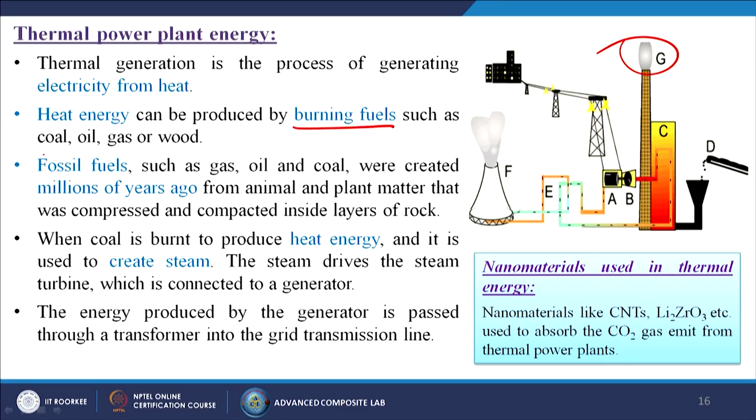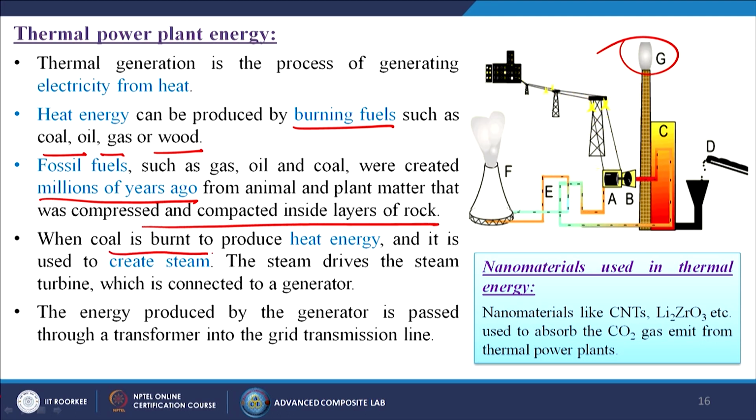Basically, heat energy can be produced by burning fuels such as coal, oil, gas or wood. Fossil fuels such as gas, oil and coal were created millions of years ago from animal and plant matter that was compressed and compacted inside layers of rock.